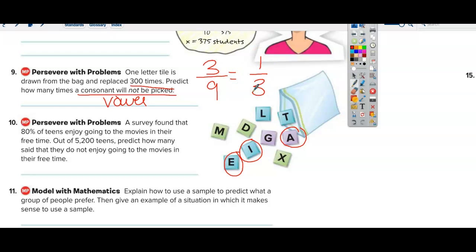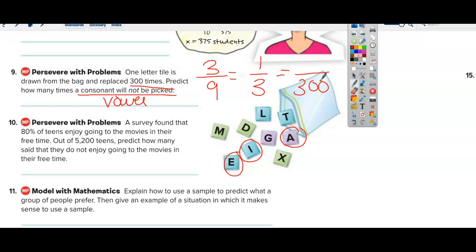And if I had 300, how many would I predict to be a vowel? What would I do? You would do the butterfly thing, right? So what goes on the bottom? 300 goes on the bottom, right? That's my total number of times I'm picking.